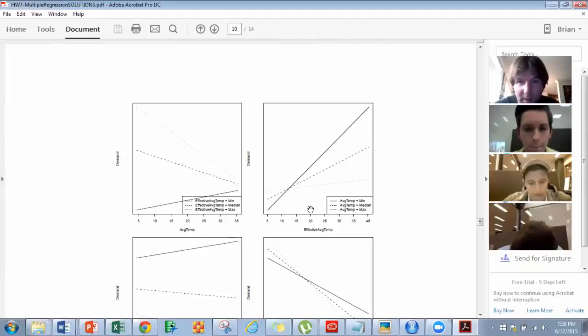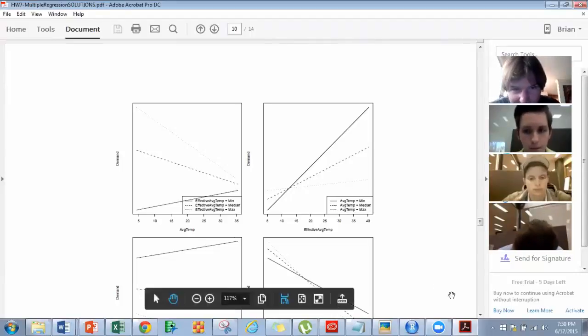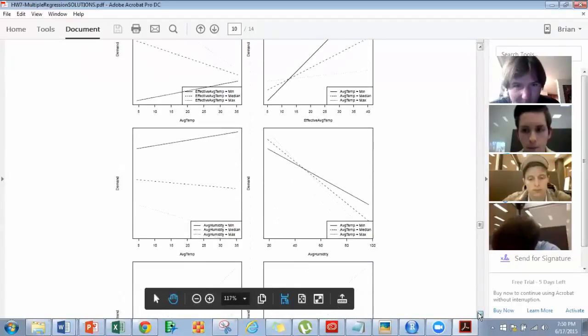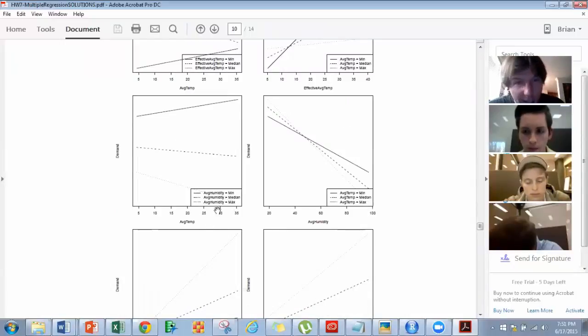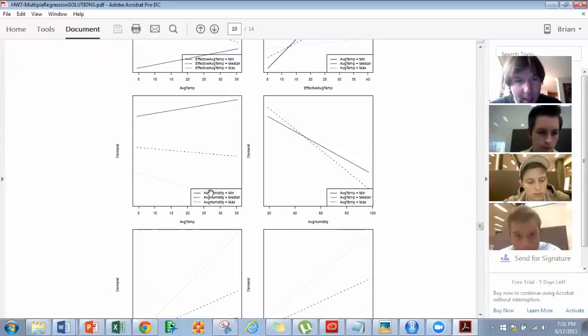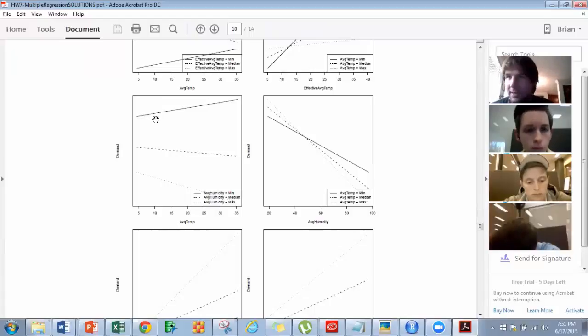And let's interpret this one real quick. Is this still average temp and effective average temp? That's why they look so small. Oh, okay, this is a good one right here because it's negative, positive. When we look at average humidity at its minimum value, what happens to demand as average temperature increases?